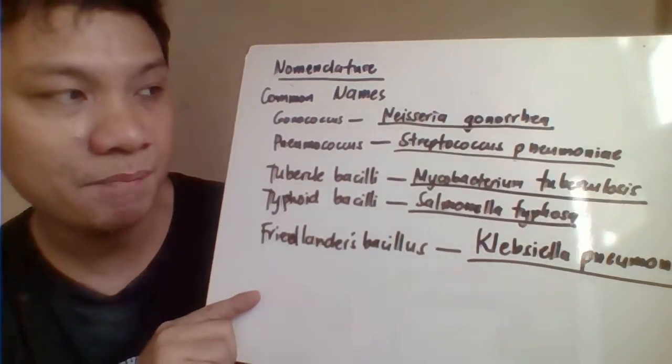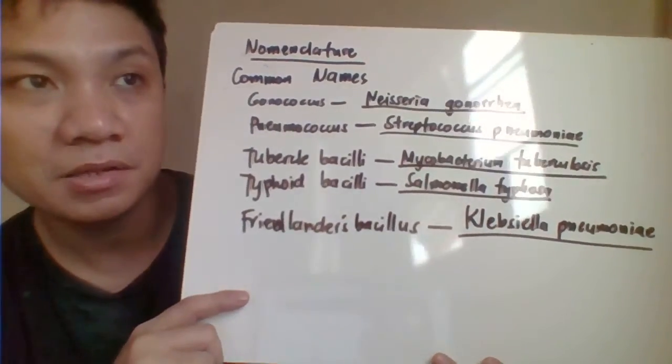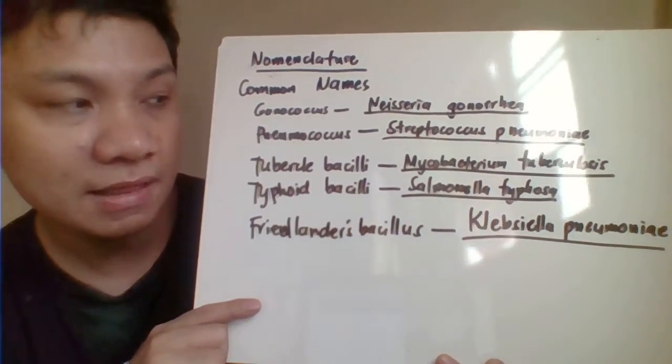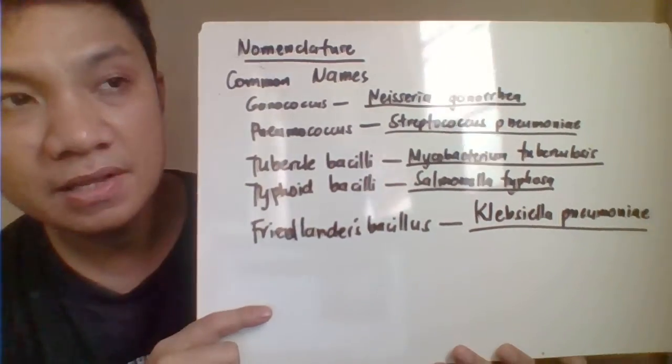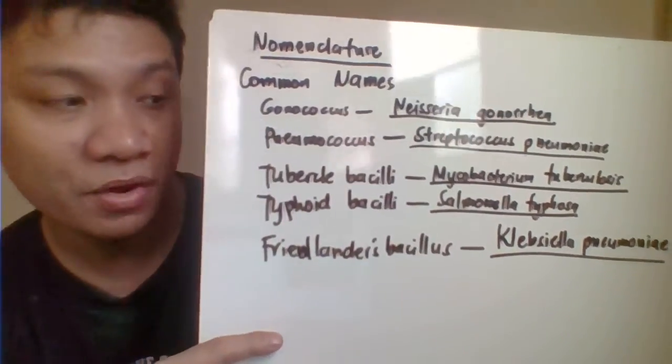Pneumococcus is your Streptococcus pneumoniae. Tubercle bacilli is your Mycobacterium tuberculosis. Typhoid bacilli, we have here your Salmonella typhosa. And we have here the Friedlander's bacillus, also called your Klebsiella pneumoniae.